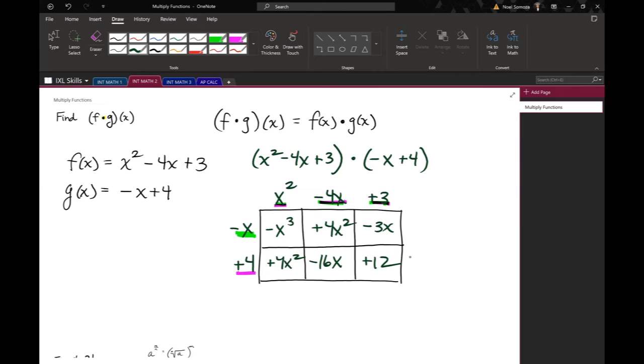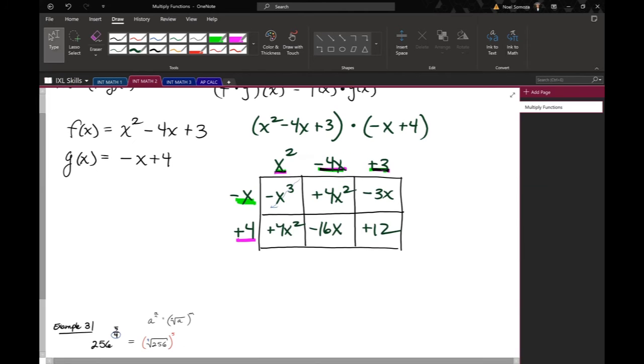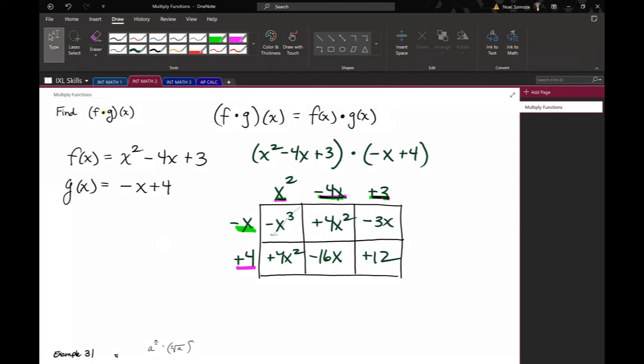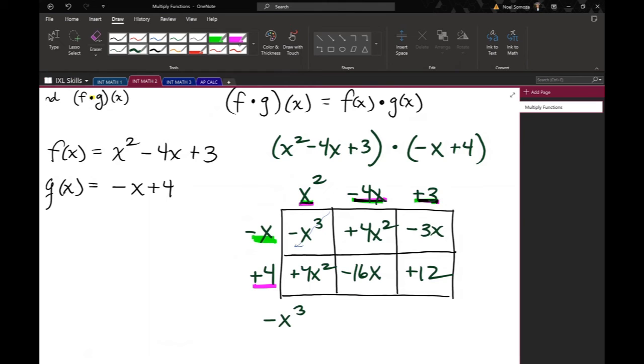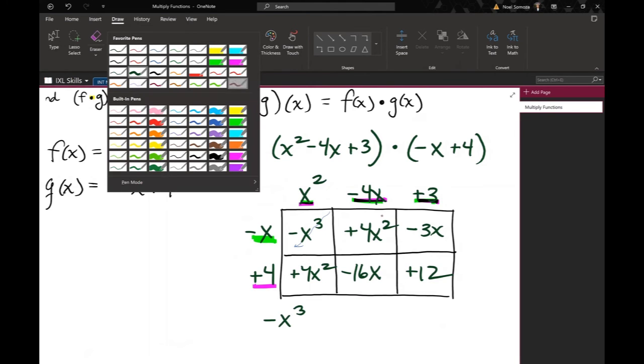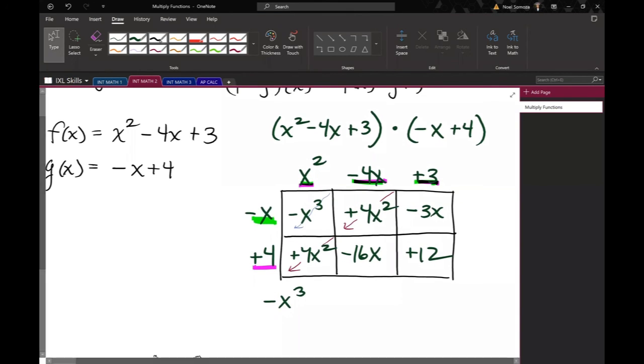So we'll have some like terms. Typically, like terms show up across diagonals. So say, for example, I were to go across this main diagonal in the first box. Well, there's no other x to the third term to combine with. So then I would just bring that down as a negative x to the third. All right. Then I go across the next diagonal, which would be the positive 4x squared with another positive 4x squared. Those are like terms, so we get to combine those, add them up. We get positive 8x squared.